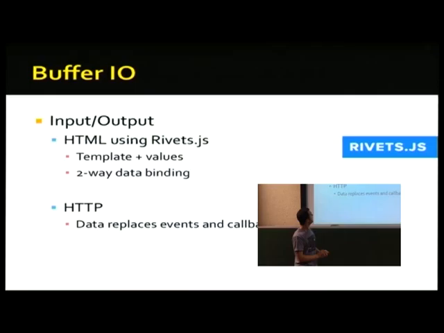And for HTTP, so for networking stuff, normally, again, in JavaScript, you send off a request, and then you get called back through a callback function asynchronously when the request has completed or failed, whatever happened. And we, again, replace that with data. So we have a data object that describes the request you want to make, and when you get a response, we fill in the response for you.